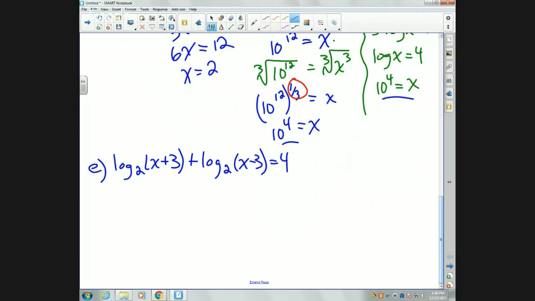This one's a little trickier. Yeah, so in this case, again, we have the two logs. The bases are the same. We're adding these two logs, so we can write this as a single log.